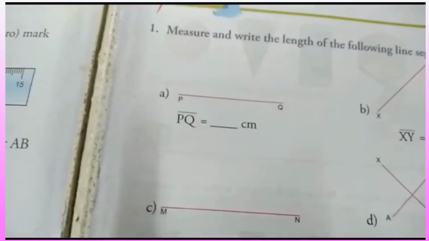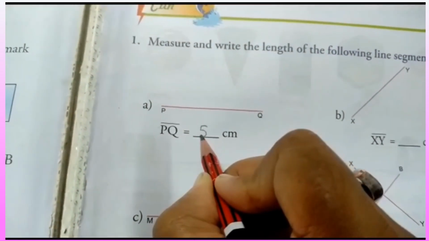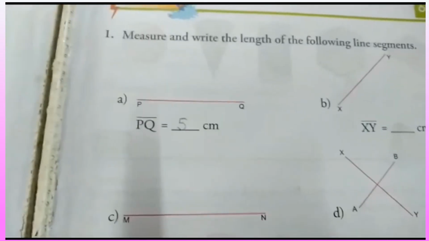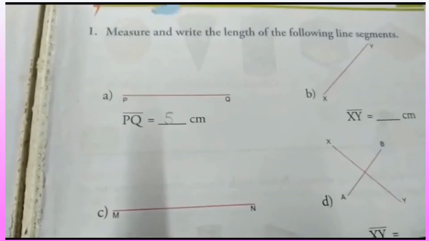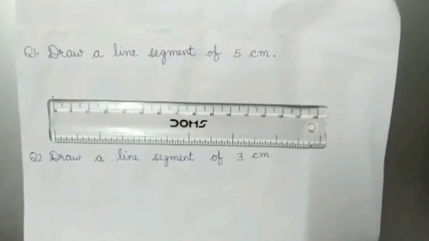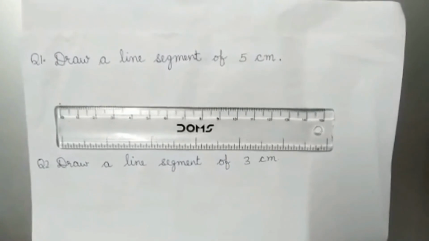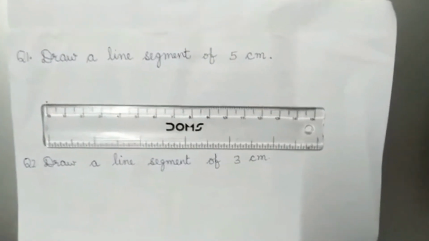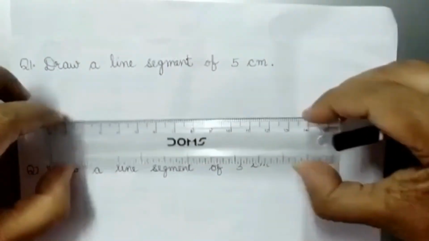So we will write 5 here. So line segment PQ is of the measurement 5 centimeter. And same way you can measure other lines. Now children, we will learn to draw a line segment. And first of all, we will draw a line segment of 5 centimeter. And for this, we will use this scale.